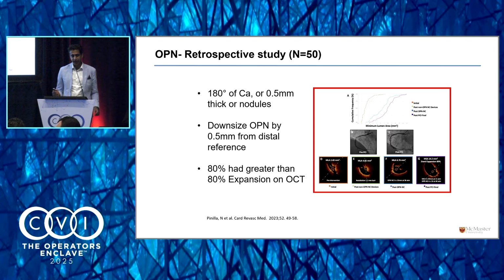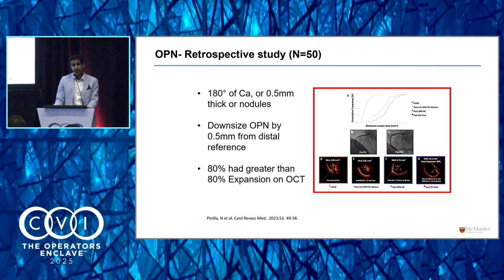Okay, what is the evidence? Well, there are several registries. The first one is the OPN registry. In fact, Natalia Pinelli at our place ran the OST core lab. It took 50 patients with calcified lesions, similar to the Shockwave studies, and they downsized by 0.5 millimeter, and 80% of patients had greater than 80% stent expansion. So it worked a large amount of the time.